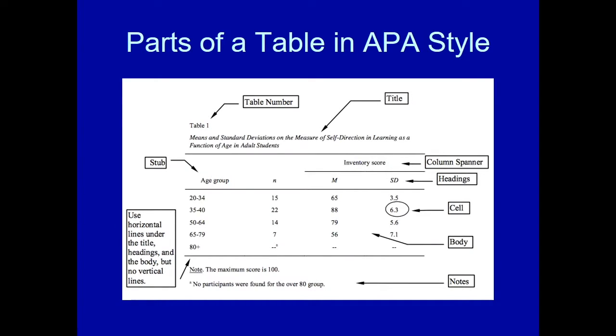What are the parts of a table in APA style? There's several. This image shows what a standard APA table looks like, and I'm going to walk you through the different parts of it. So the first line is the table number. This is where we have the word table and an Arabic numeral, so 1, 2, whatever table we're at in an article or in a textbook, things like that.